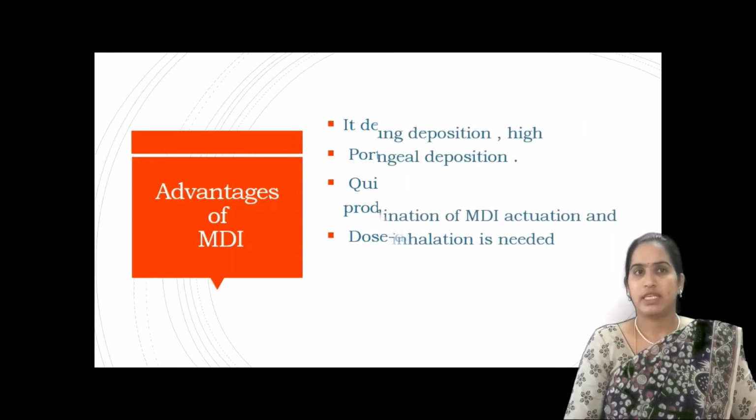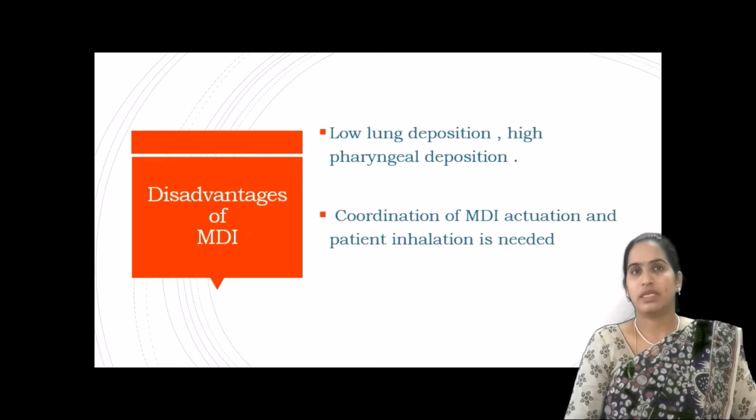And coming to the disadvantages of metered dose inhalers: low lung deposition and high pharyngeal deposition. As the drug is not entering the systemic circulation, most of the drug may not reach the lung, and most of the drug may be absorbed or located at the pharyngeal area. So that is a disadvantage of metered dose inhalers.